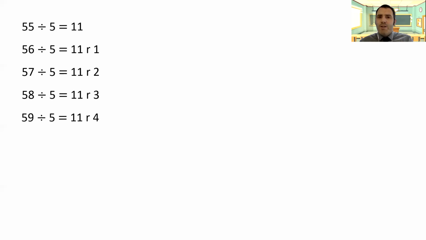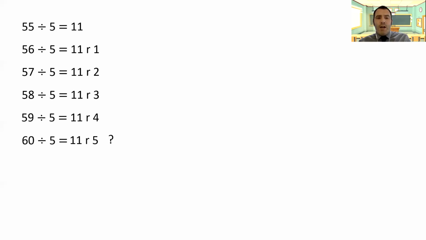Can you see the pattern starting to develop here? 60 divided by 5 is 11 remainder 5. Am I right with that? What do you think? If you said I'm wrong, you're right.